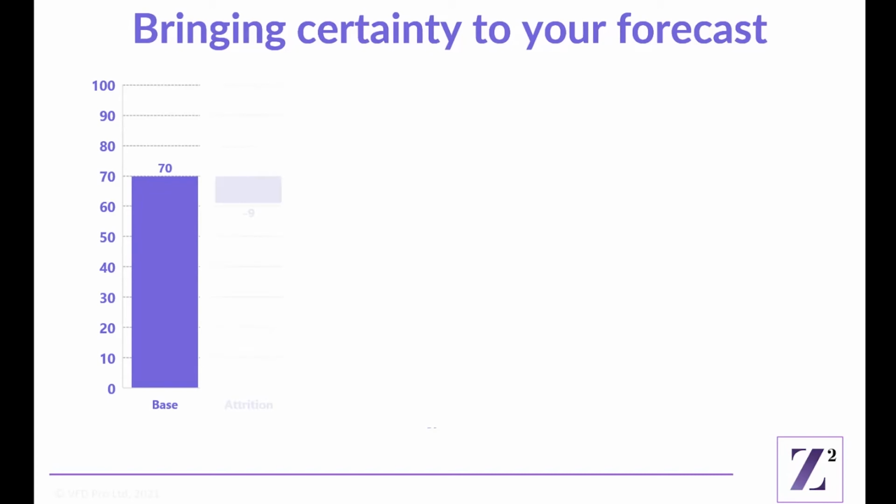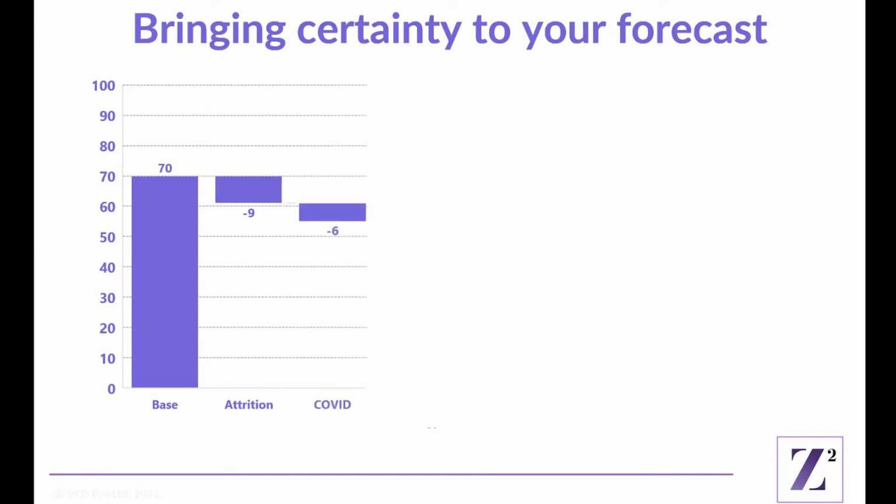So we have to factor in some attrition and plan for churn. So these are the customers we expect to lose. Unless we're unlucky, we also have to factor in some additional casualties caused by COVID. So maybe our actual base is not 70, it's now 55. How are we going to plug the 45% sales gap?